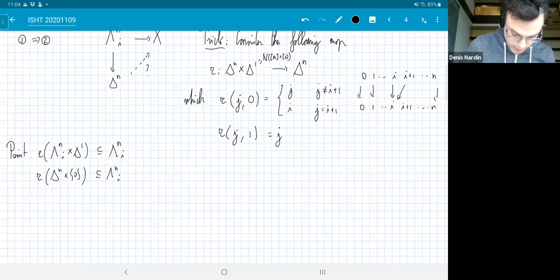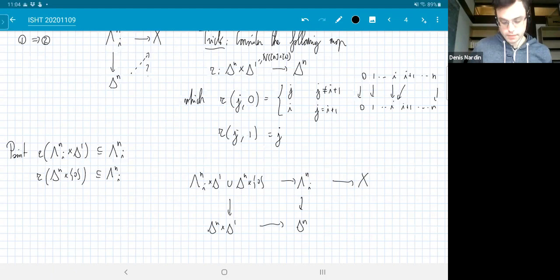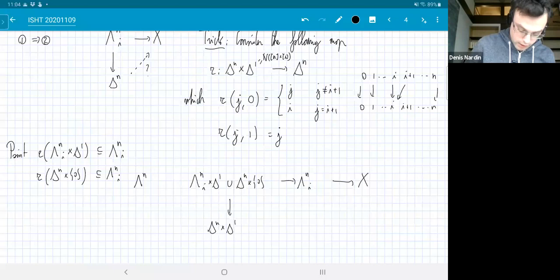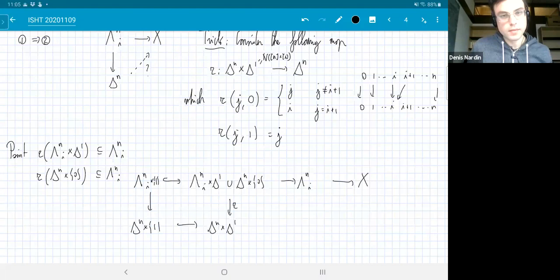So we can do a diagram like this. Zero goes to X. Goes to lambda n I. This goes to X. Actually, this component is not important for the diagram. And we can also put it here, times 1, like this. And if you check, this is the identity, just because R is defined to be the identity on the one face. So it's enough to construct a lift like this.